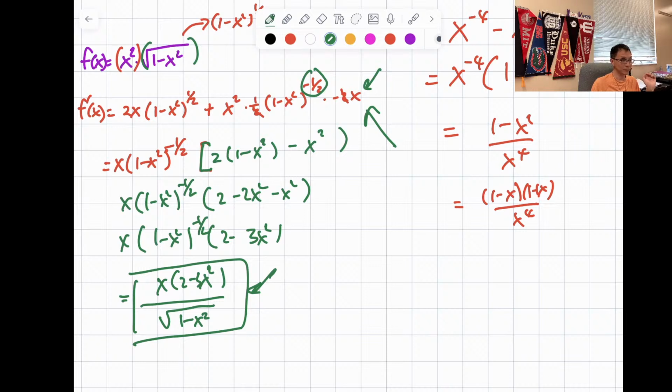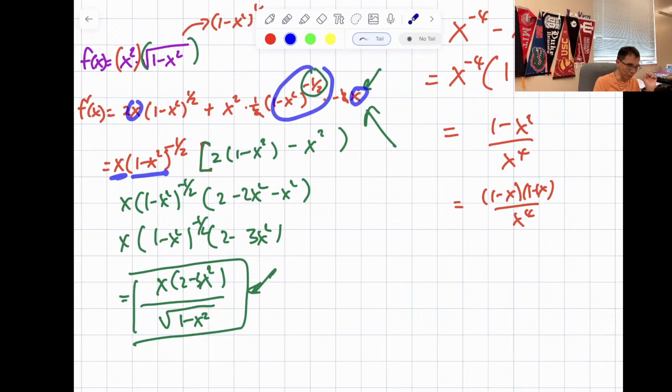Wait, but how did you get the green part again? So again, I'm factoring out the most negative. So this one, I take it out. If I take it out, also I'm going to take out x because they both have x. So the GCF is going to be x and 1 minus x squared to the negative 1/2, right?